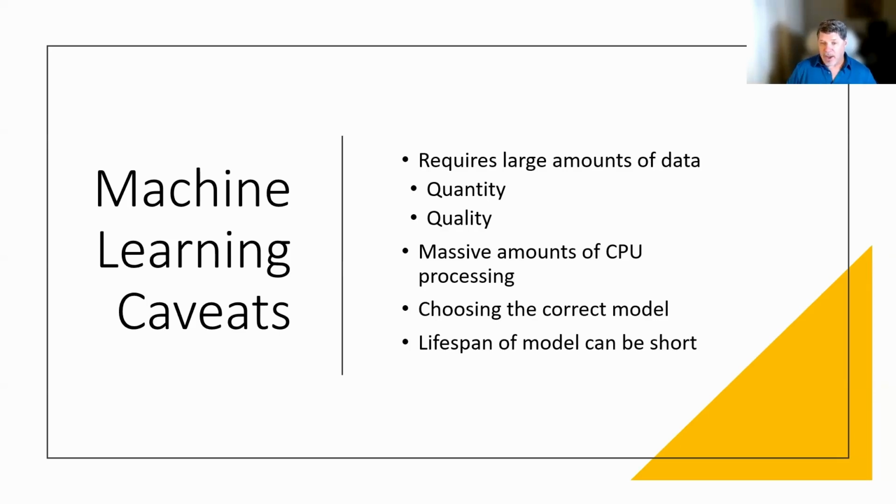Also, the lifespan of your model can be short. So once you've created a model by crunching all that data, within a week or two, that model may not be very accurate or successful anymore. So you may need to change your model and recrunch all the numbers and create an updated model from that. So it's not like you can do machine learning once and you're done and you never have to come back to it again. You could be doing it quite frequently.